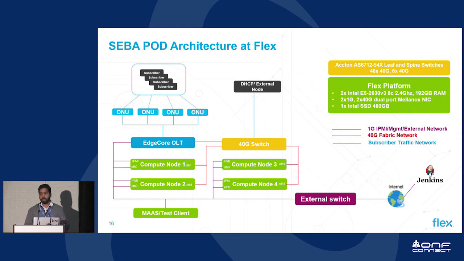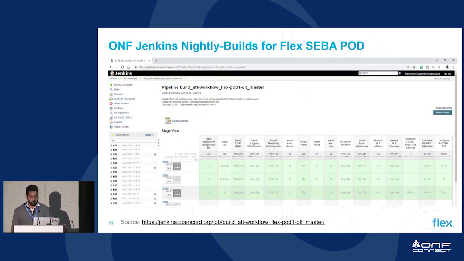On the core network side, we don't have the BNG as of now, but we are using a single external node to host services for DHCP and also just a dump node so that we can check the end-to-end connectivity. All of these have been integrated into the ONF Jenkins environment, and from now onwards, with a single click, we could deploy an entire CORD pod.